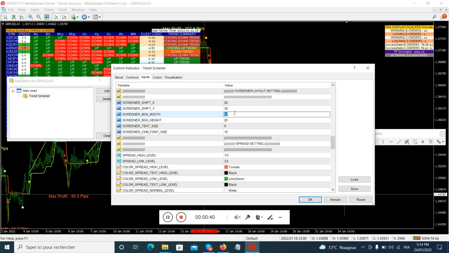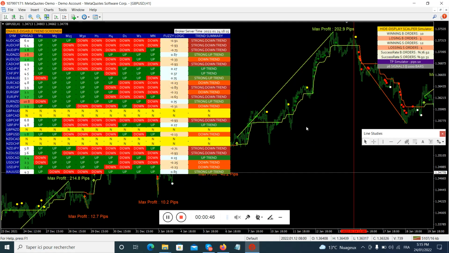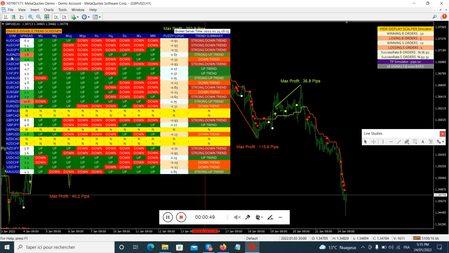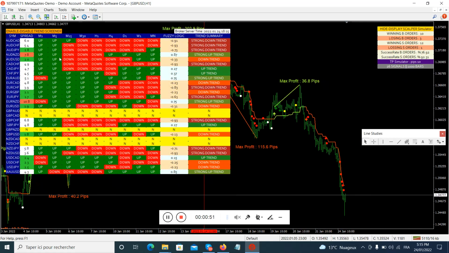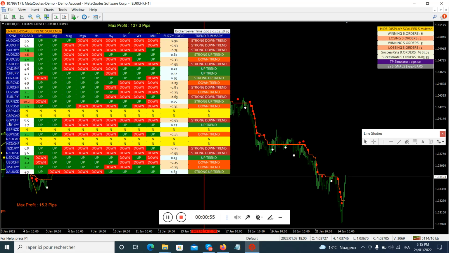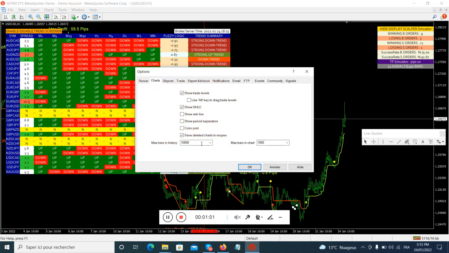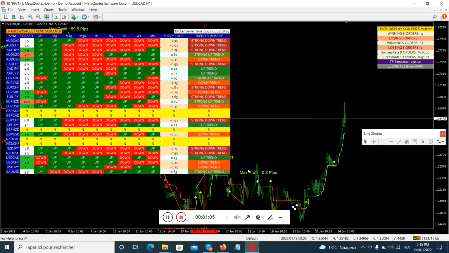Okay, you just need to reduce the number of bars in the history because the screener indicator is analyzing the whole history of MetaTrader. So it's a multi time frame and multi currency system. Okay, you see, it's ultra fast now. Just you need to go here and put the number of bars here to 10,000, we said, okay.